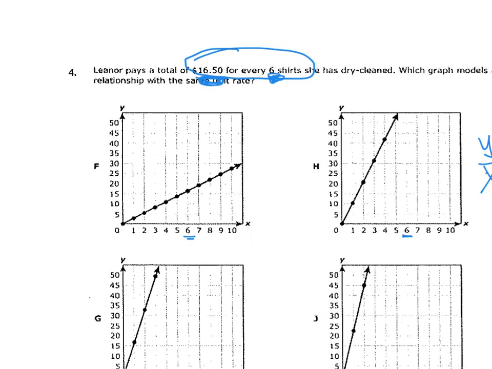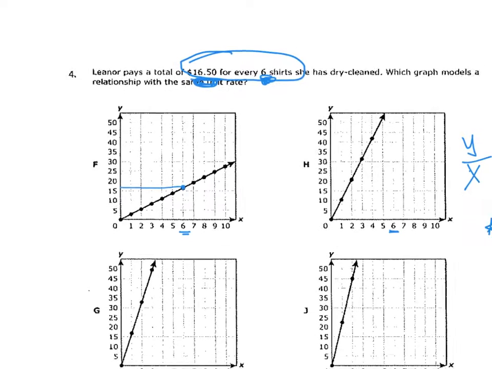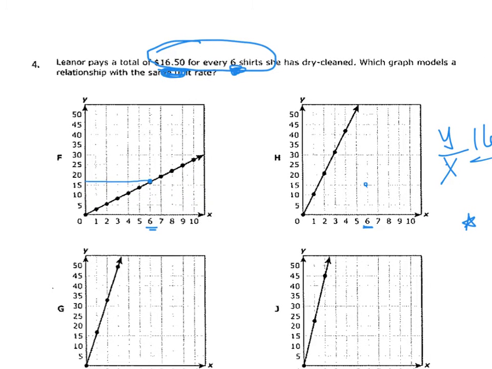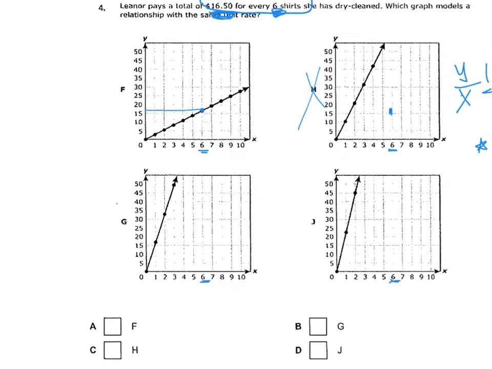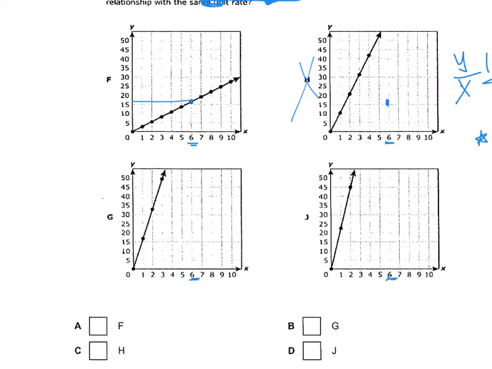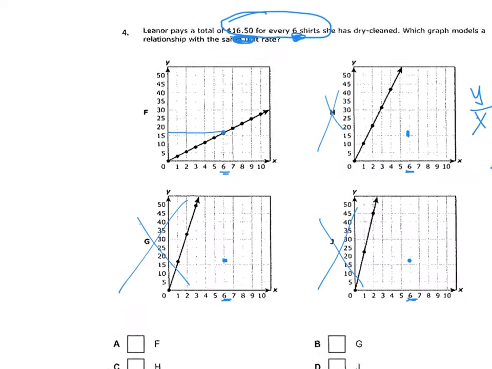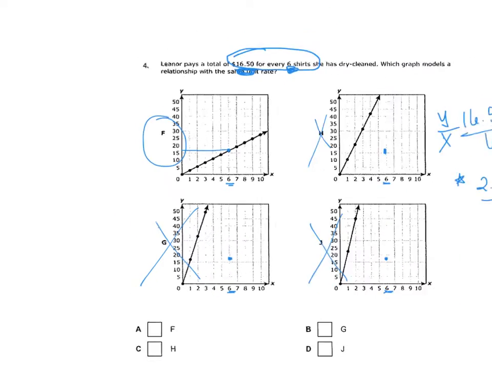So where 6 shirts are, it should be at about $16.50, so right over 15. So that one seems to work because it's right above 15. H should be about right there. My line does not cross that point. On G, same thing. My line should be crossing about right there. It does not. And with J, it's crossing way high up. It's not going to cross the point I need it to cross at. So F is going to be my answer.